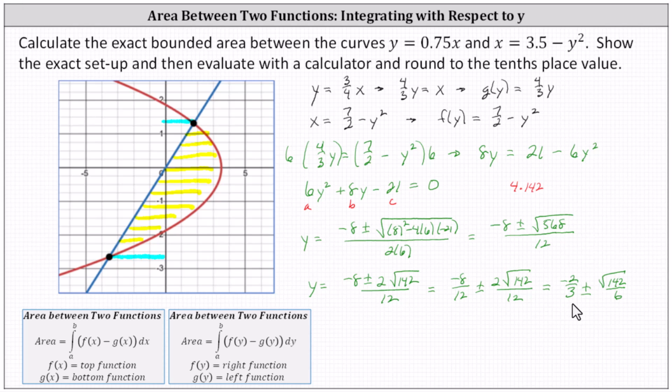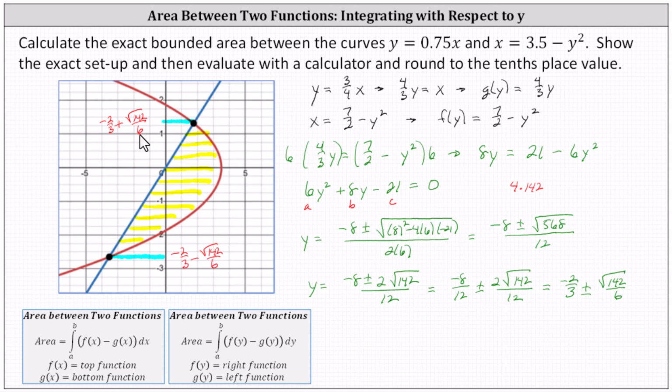We now know the y values of the points of intersection. For the intersection point at the bottom, the y value is negative 2/3 minus square root 142 divided by 6. And for the y-coordinate of the intersection point at the top, we have negative 2/3 plus square root 142 divided by 6. And now we have all the information we need to set up the integral that will give us the bounded area.